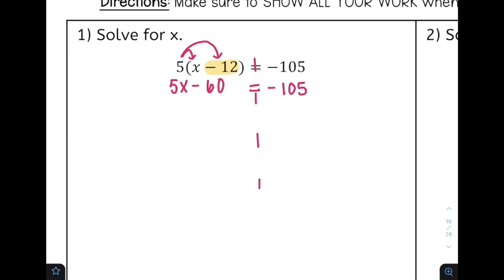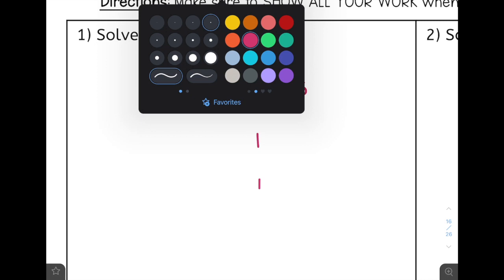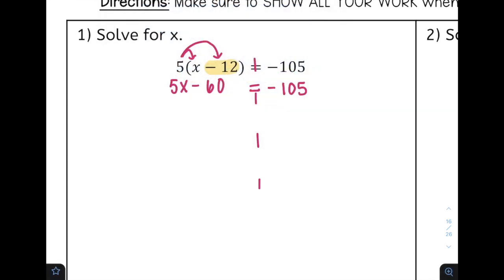Now it looks like I just have a two-step equation. So what I'm going to do afterwards is I'm going to move my constants because I don't have to move any variables. My constants have to go from the left to the right in order to isolate my variable because I want to get x by itself. So I'm going to add 60 because that's the inverse operation to both sides. These are going to cancel out. I'm going to get 5x on the left equals negative 45.